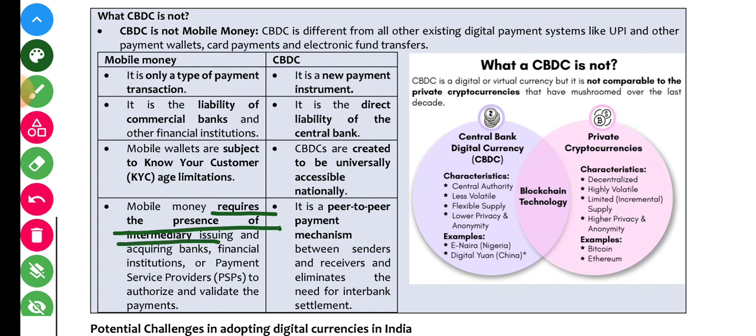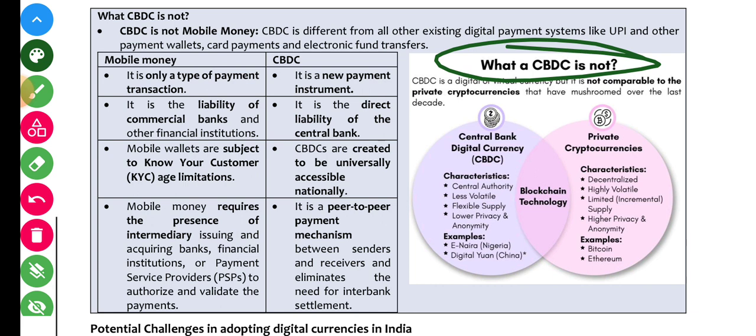Mobile money requires the presence of intermediary issuing and acquiring banks, financial institutions or payment service providers to authorize and validate the payments. CBDC is a peer-to-peer payment mechanism between sender and receiver and eliminates the need for interbank settlement. So keep this in mind: what CBDC is not.